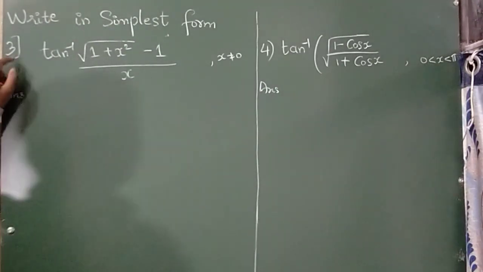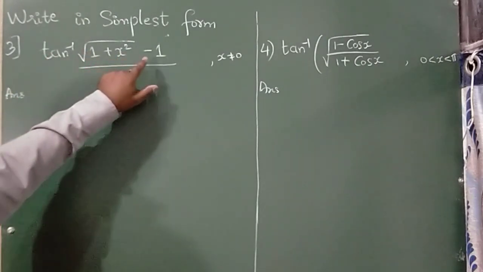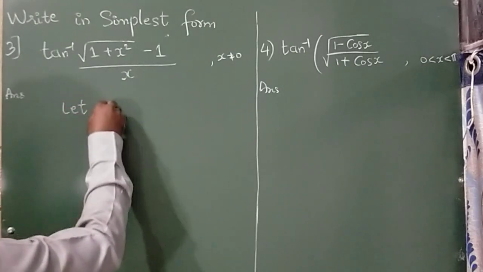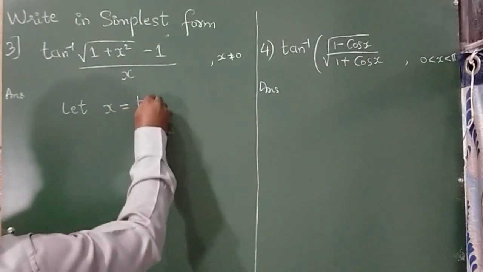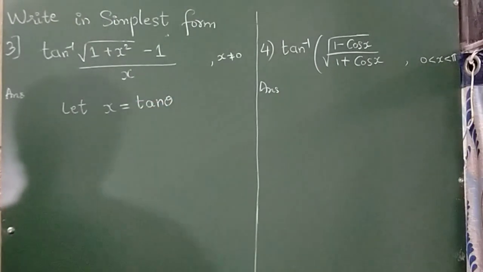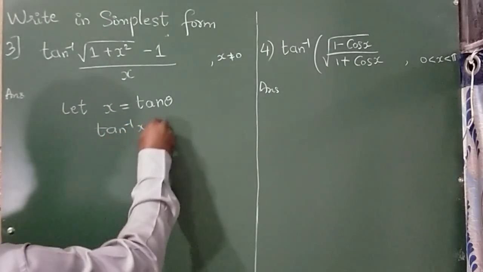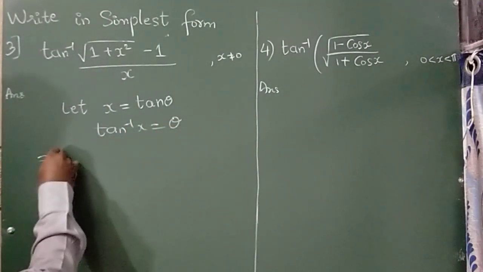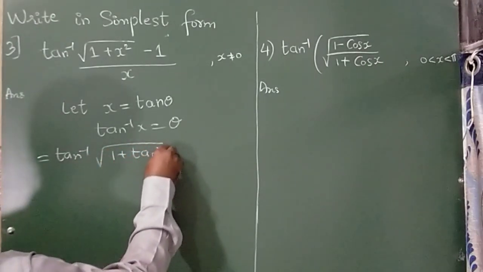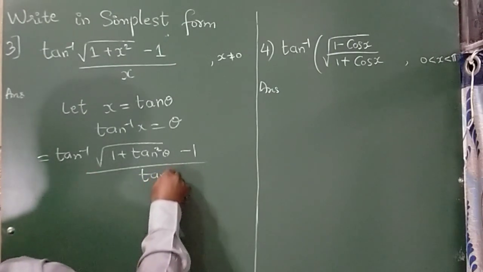Now third question. Write in the simplest form: tan inverse of root of 1 plus x square, minus 1, divided by x. Now I am going to take x is equal to tan theta. Okay. So if I take this tan theta on the left hand side, it will become tan inverse of x is equal to theta.